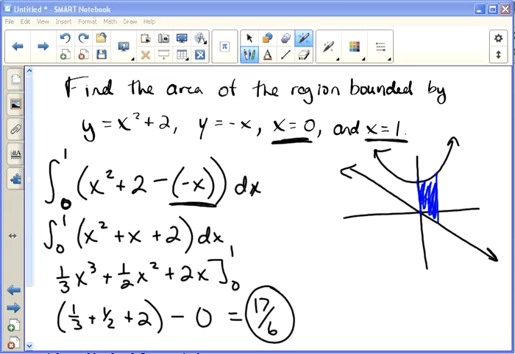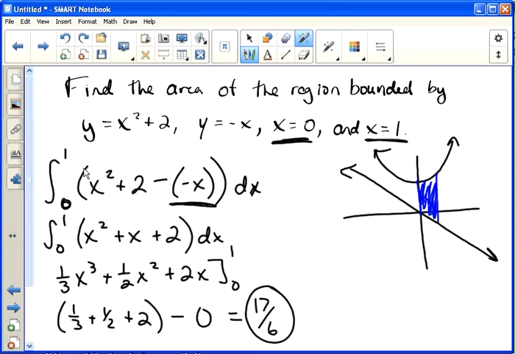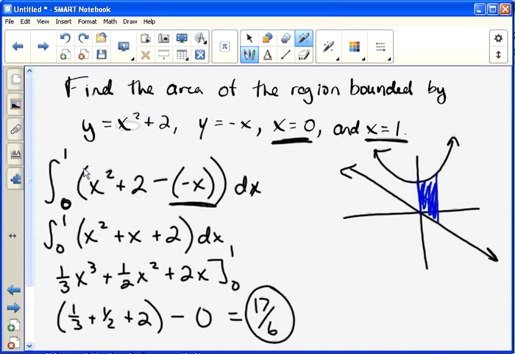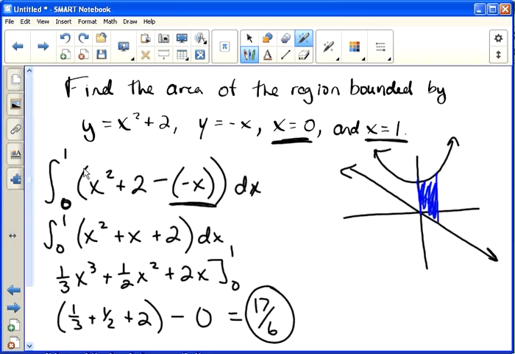Now the key is to pick something between 0 and 1. I would just pick 1/2 in this case, and then we'll plug it in this equation. If you plug in 1/2 here, you get 2 1/4. If you plug in 1/2 here, you get -1/2. So clearly 2 1/4 is bigger than -1/2. So this equation is going to be the one that goes on top, and that's why we do that.